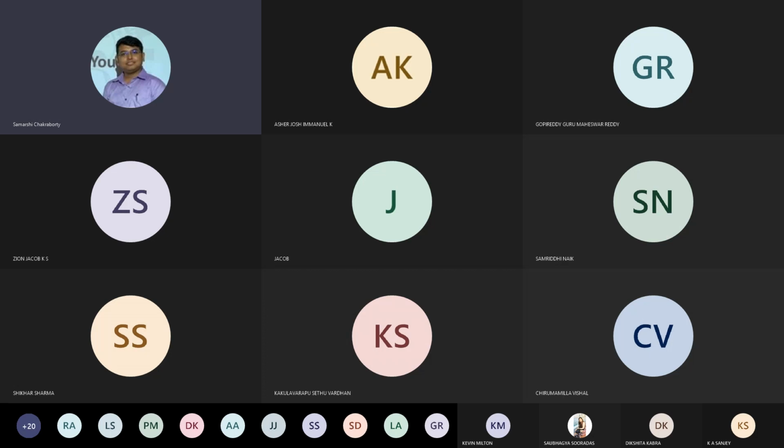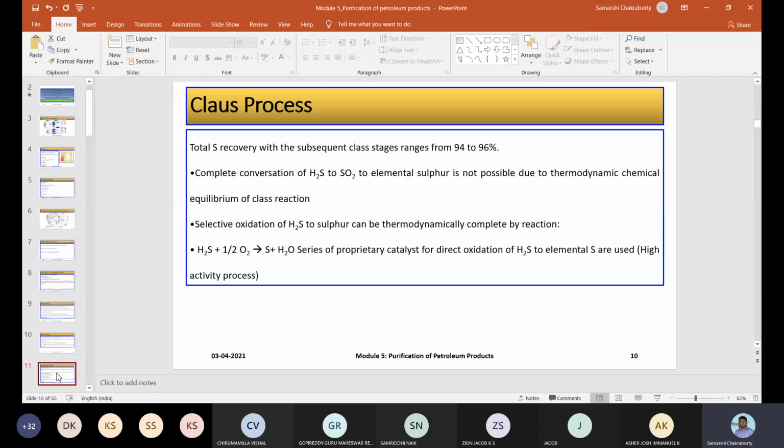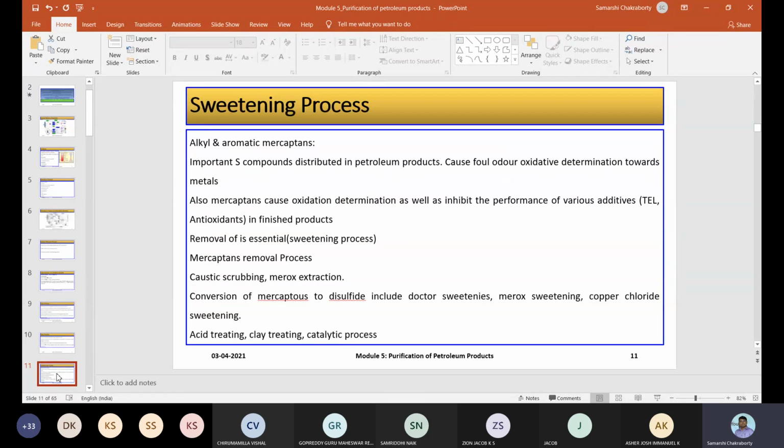So I guess you now have the knowledge about the difference between the Claus process, the modified Claus process, and the different configurations of the Claus process. Let us talk a little bit more about other types of sweetening process. Sweetening process means obviously we are taking sulfur out of my petroleum products. In sweetening, we have to remove alkyl or aromatic mercaptans, important sulfur compounds distributed in petroleum products, which can cause foul odor and oxidation problems, and obviously can also be considered a catalyst poison.